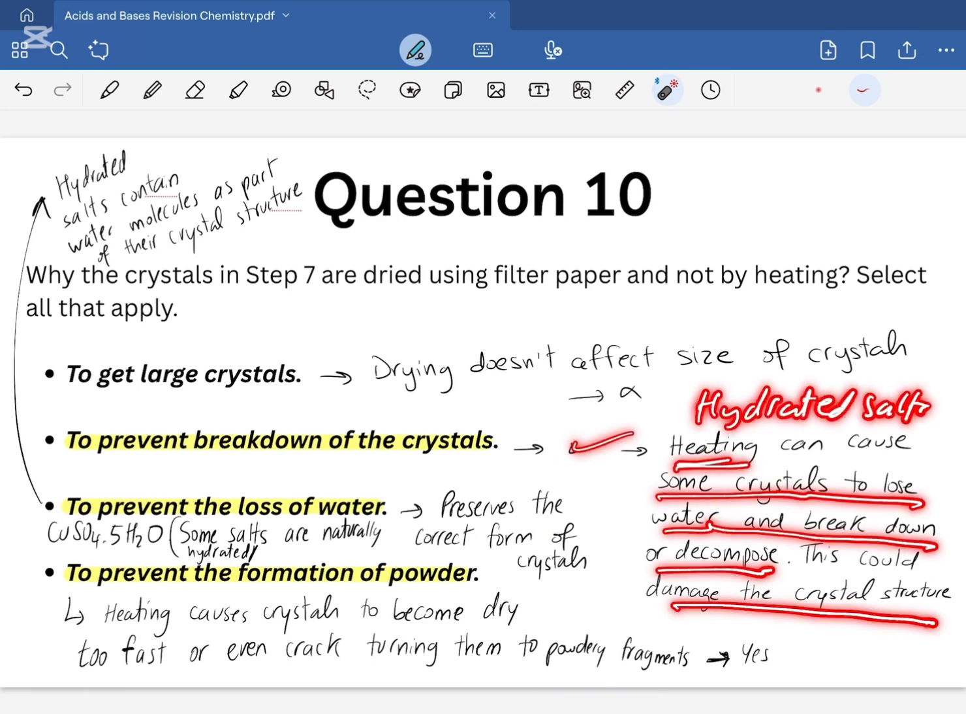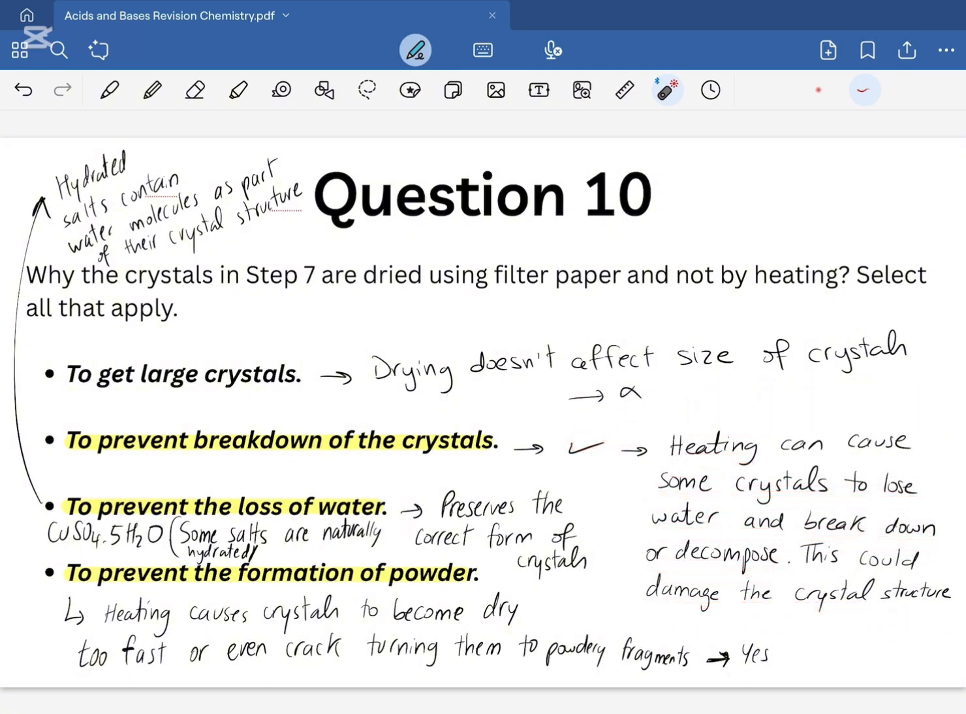So hydrated salts have water in their structure, contain water molecules as part of their structure. So if we heat it a lot, we can break down the crystal. So this is correct. To prevent the loss of water, as we mentioned over here, some salts like the hydrated salts, they contain water molecules as part of their crystal structure. So we shouldn't let this water be lost, because this water preserves the correct form of the crystals.